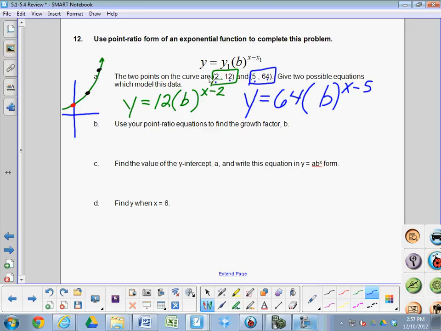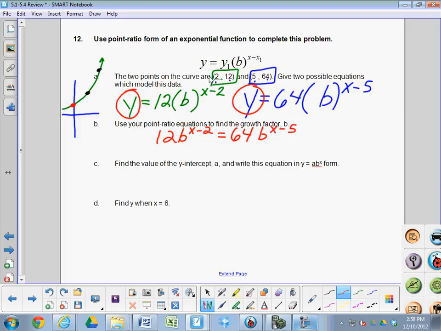We're going to now solve for b, and we're going to find that you only get one answer. Here's how you solve for b. Both of these equations equal what? And since they both equal y, we can make them equal each other. In the next step, you're going to either divide by 12 or 64. Here's what I typically do.